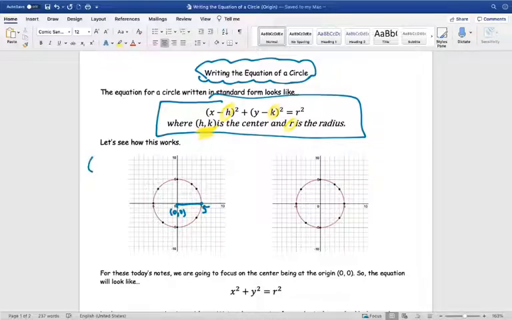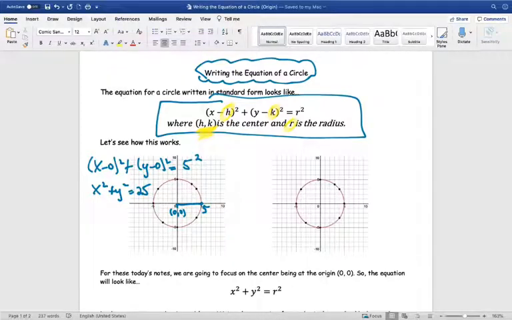So I know I can write my equation like this. My center is at 0, 0, so x minus 0 squared plus y minus 0 squared equals my radius 5 squared. So we could write the equation for this circle as x squared plus y squared equals 25. Now let's say it's not so easy to see what that radius length is.